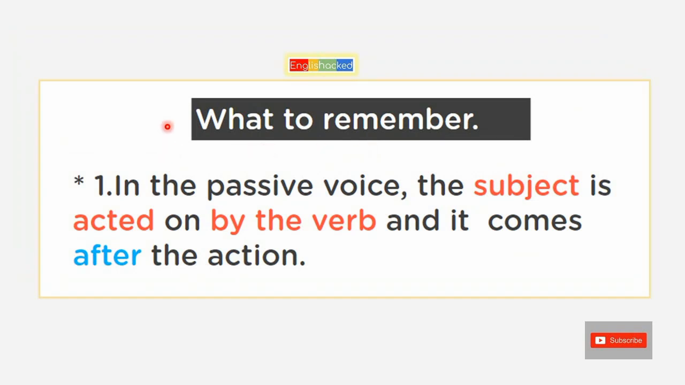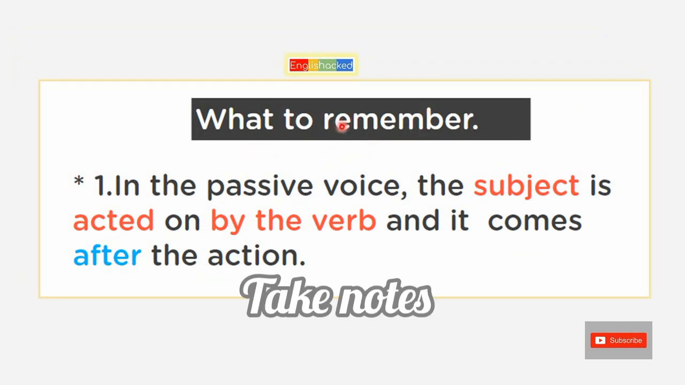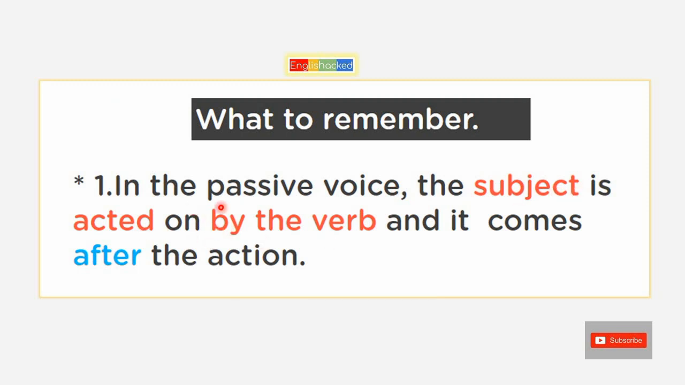What do you need to remember when you're working with the passive voice? 1. In the passive voice, the subject is acted on by the verb and it comes after the action. Okay? The subject comes after the action. That is in passive voice, always. So after the verb, the past participle, you just put the subject.